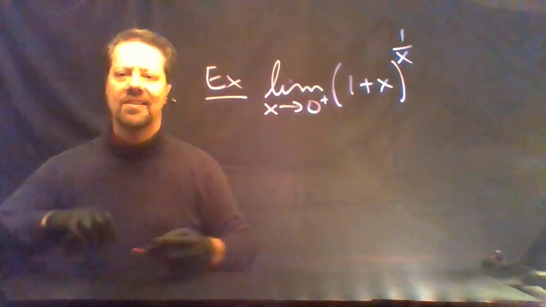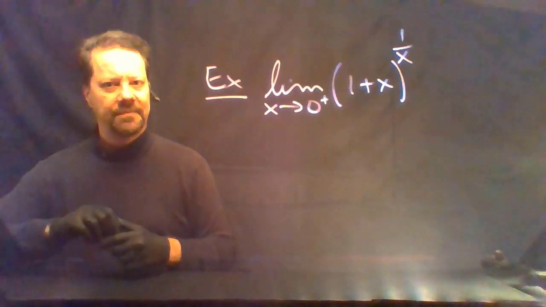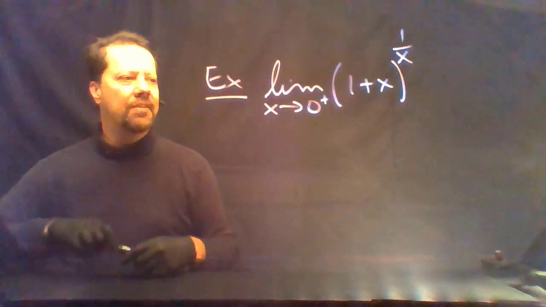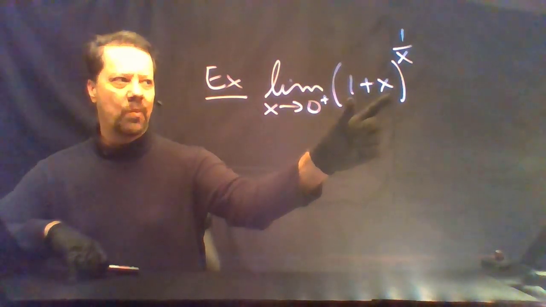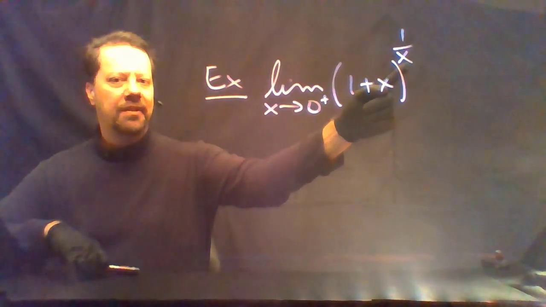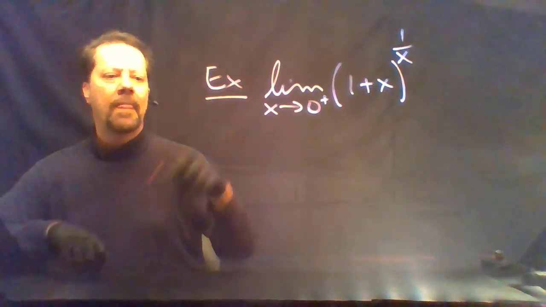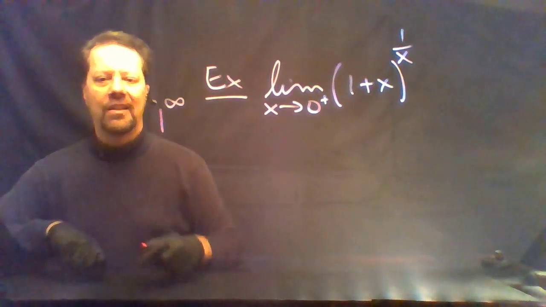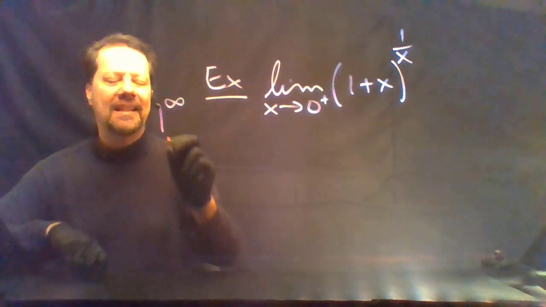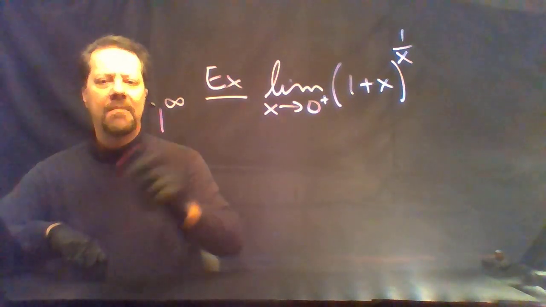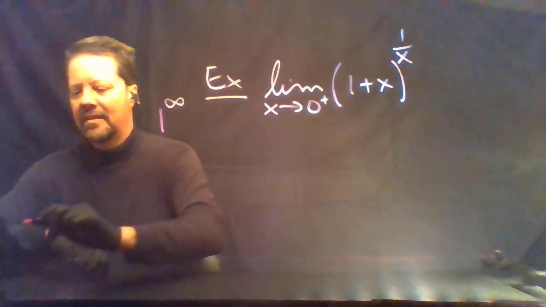Let's take the limit as x goes to 0 from the right. If x goes to 0 from the right, the inside of the parentheses goes to 1, and the exponent goes to infinity. This is not a L'Hopital's rule case. However, it is an indeterminate case. There are many indeterminate cases.